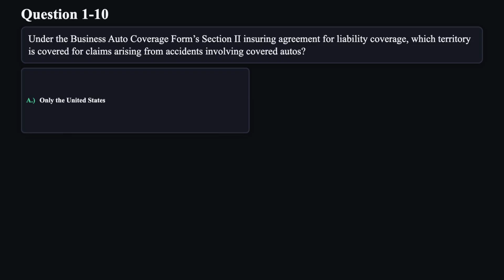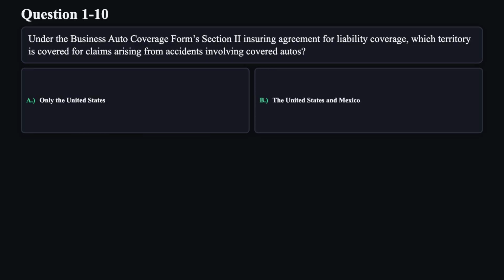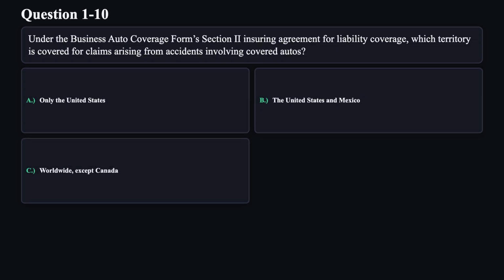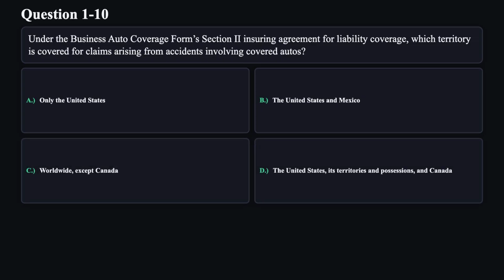A. Only the United States. B. The United States and Mexico. C. Worldwide, except Canada. D. The United States, its territories and possessions, and Canada.